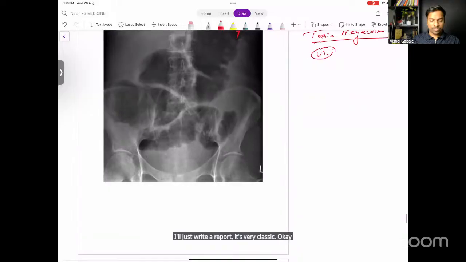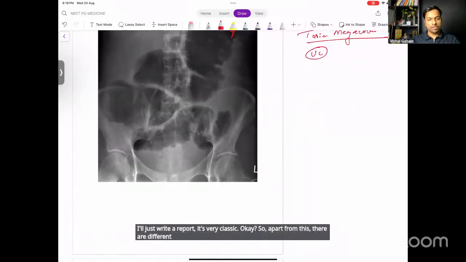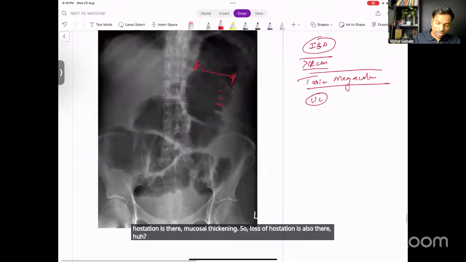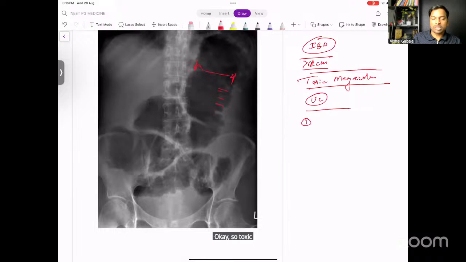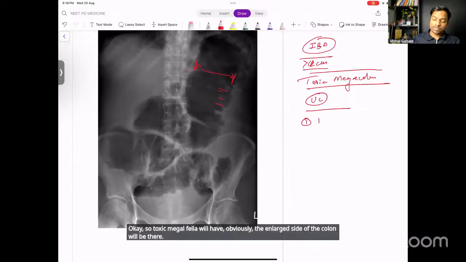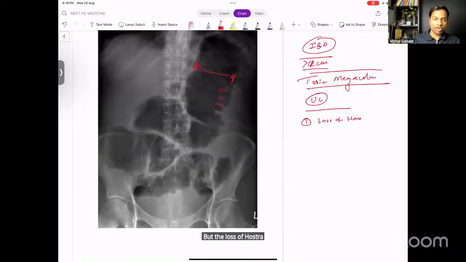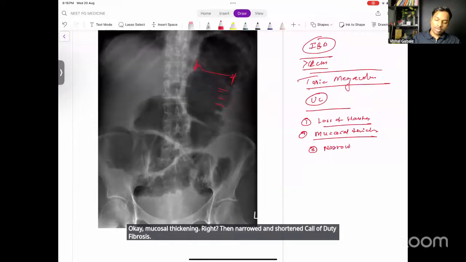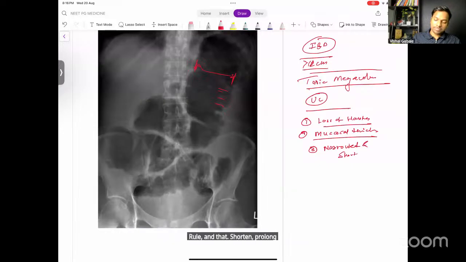So apart from this, there are different ulcerative colitis features that can be seen, like thumbprinting. Loss of haustration is there, mucosal thickening. In this patient, the haustra are lost. So toxic megacolon will obviously have an enlarged colon, but loss of haustra will be there, then mucosal thickening, then a narrowed and shortened colon due to fibrosis.